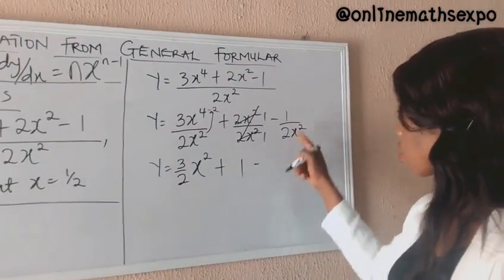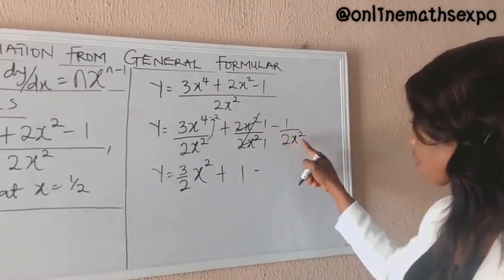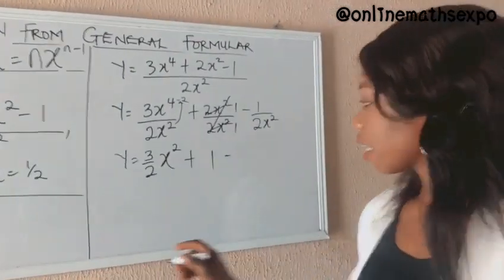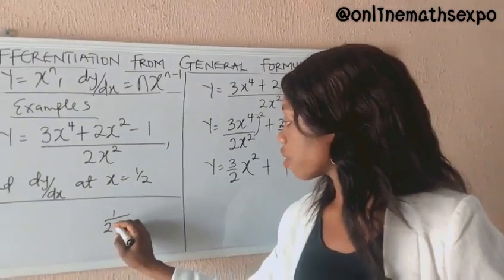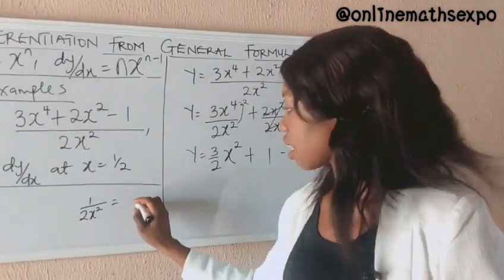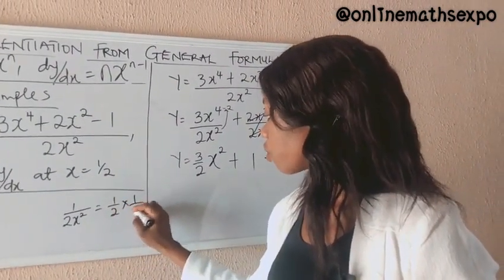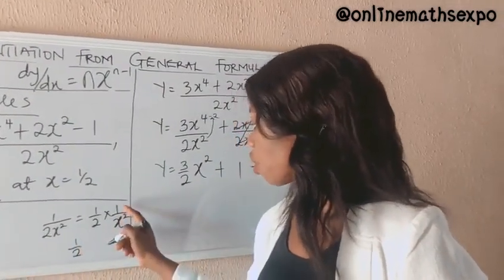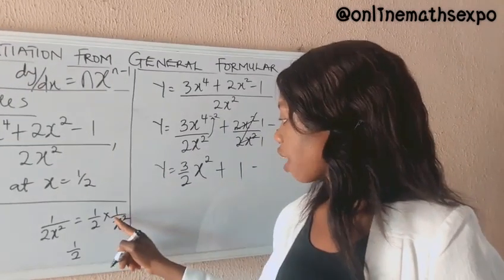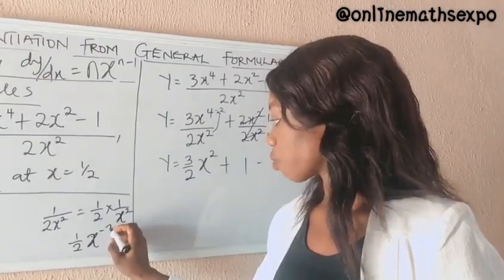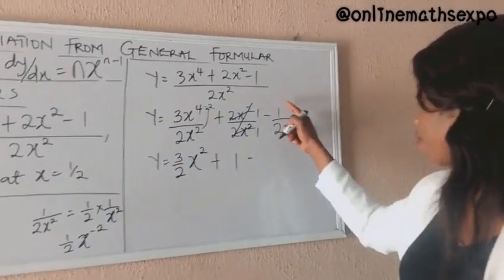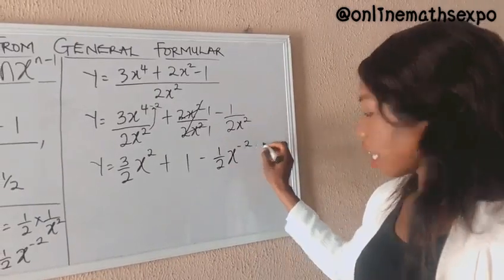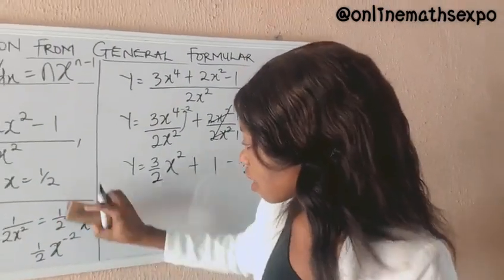Then we have minus 1 over 2x squared. How do we force this to be in index form? Remember, 1 over 2x squared is the same thing as 1 over 2 times 1 over x squared. I hope you are following. So in that case, you have 1 over 2. According to your indices, 1 over x squared is the same thing as x raised to power minus 2. So simplifying this, we are going to have 1 over 2 x raised to power minus 2. I hope that one was cleared.